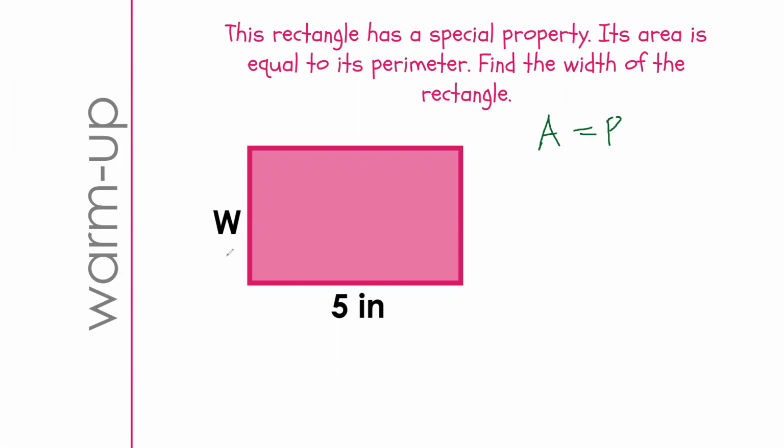Now I have to ask myself what those formulas are for area and perimeter. I know area is going to be my length times my width. So that's what I'm going to write. Length times width. I know perimeter is all the sides added up. So we have two width sides, 1, 2, and we have two lengths, 1, 2.